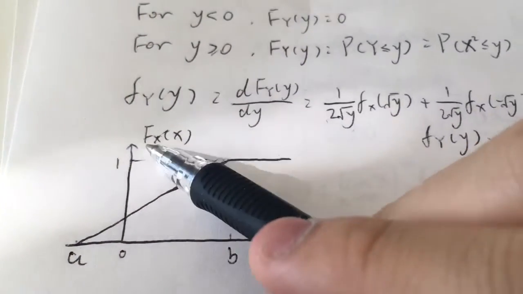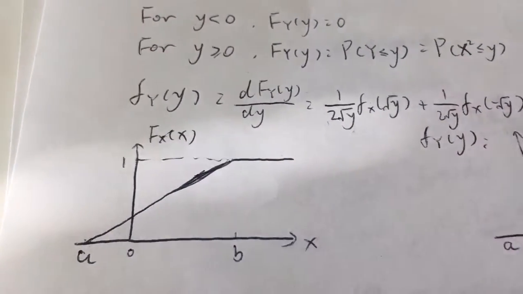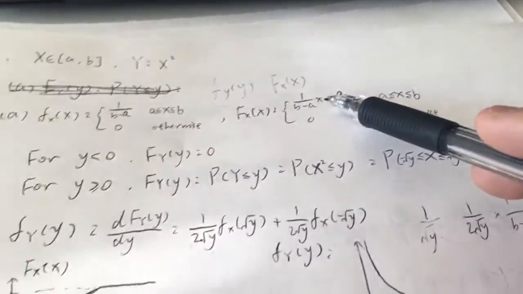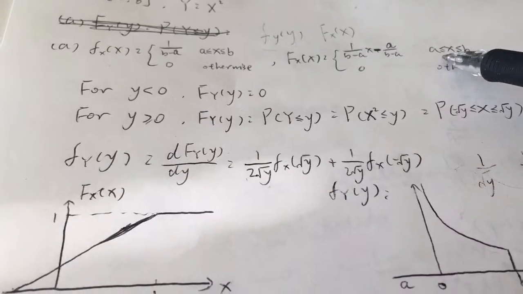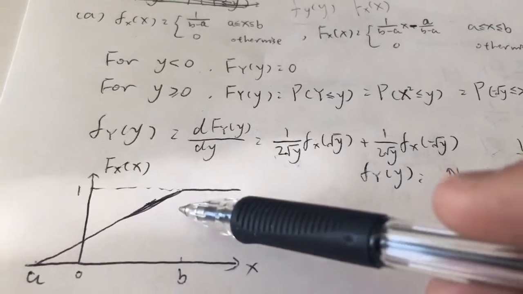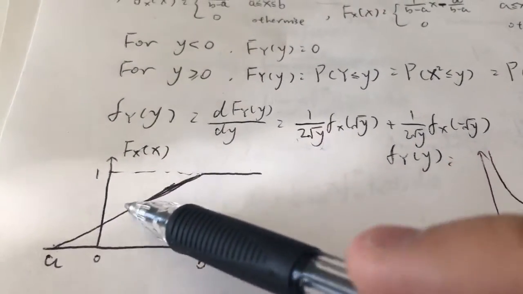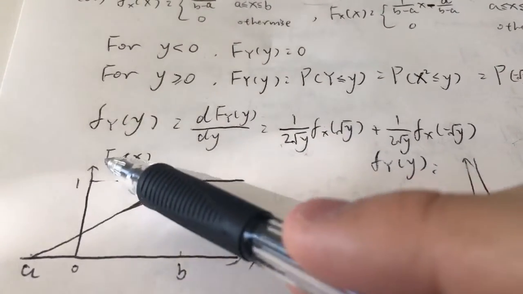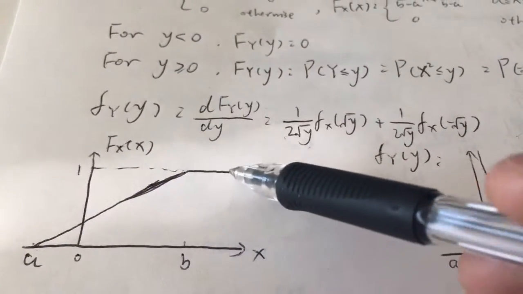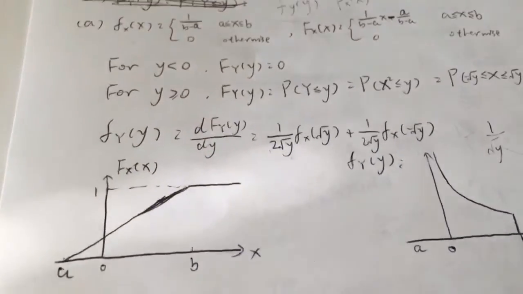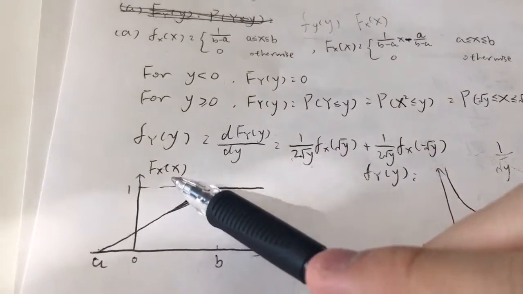First we get the picture of the distribution function of x. Now x is simple, so it's very easy to get the picture. When x is no more than a, it is 0; when x is no less than a and no more than b, the picture should look like this, a line; and when x is larger than b, the distribution function equals 1. It's like a step response. Okay, so we got the picture of the distribution function of x.